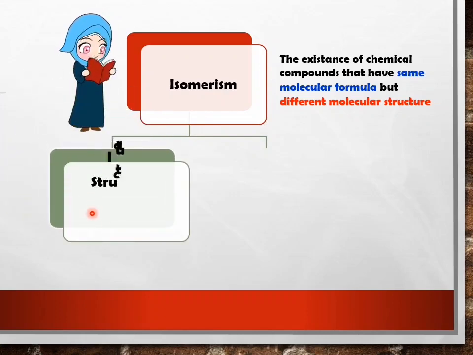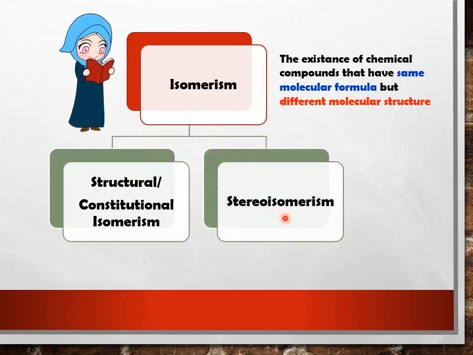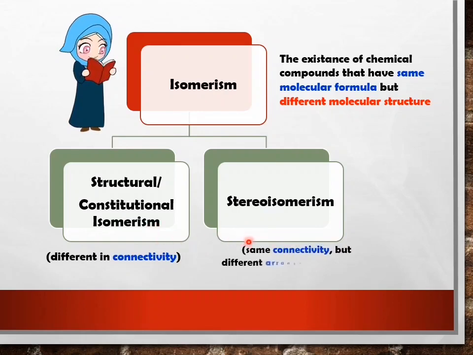The first one, we have structural or constitutional isomerism. The second one, we have stereoisomerism. For structural isomerism, it's due to difference in connectivity. How? Later, I will discuss more about this part. For stereoisomerism, it refers to the same connectivity but different arrangement in space. So guys, after this, we are going to discuss more about structural isomerism and stereoisomerism. Stay tuned guys!